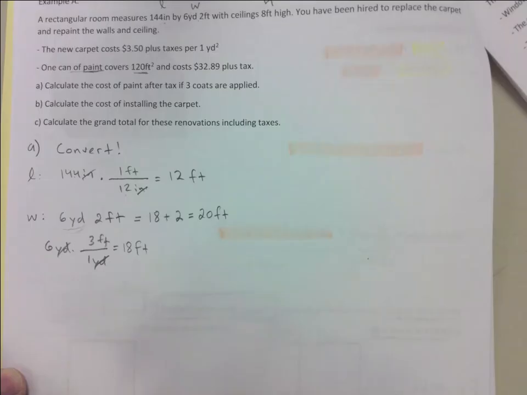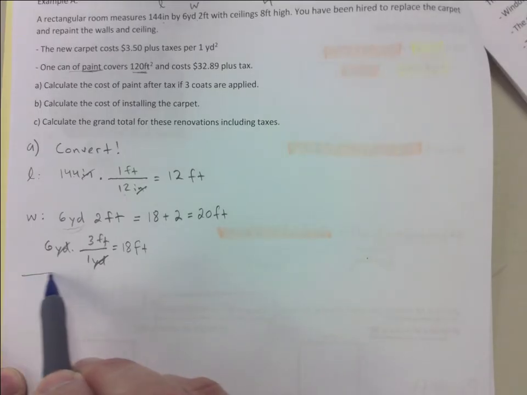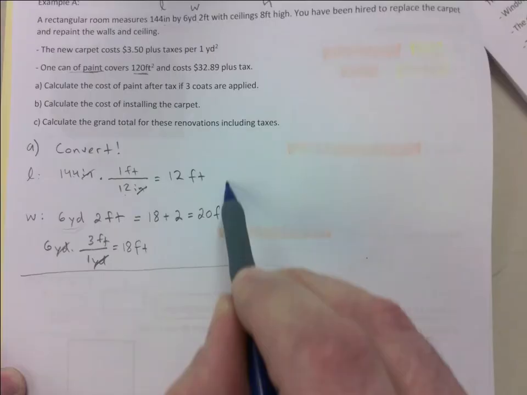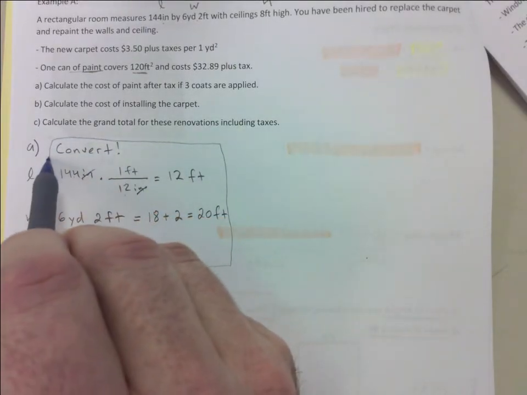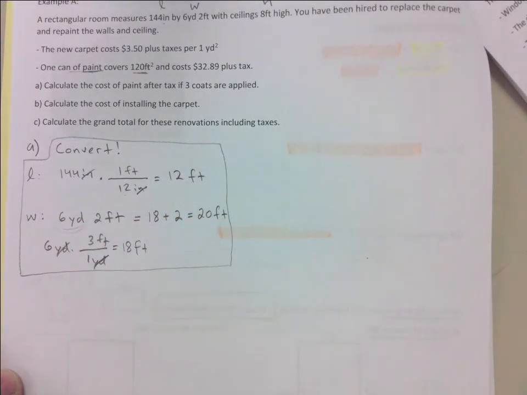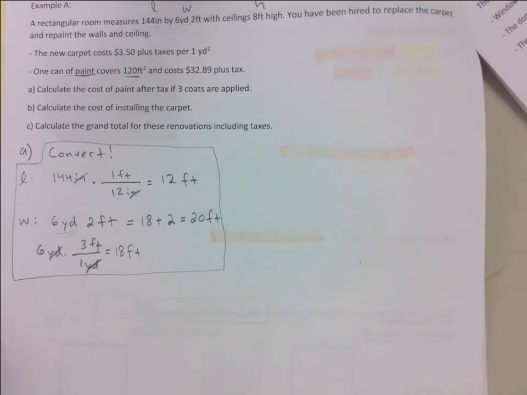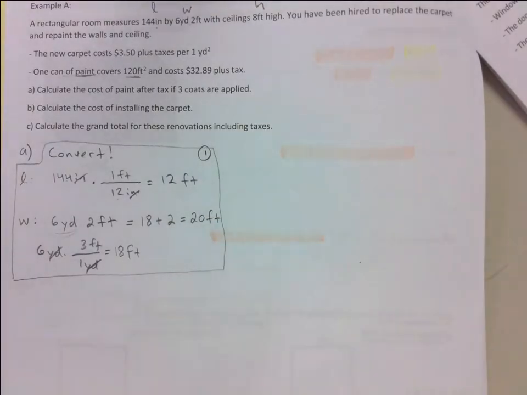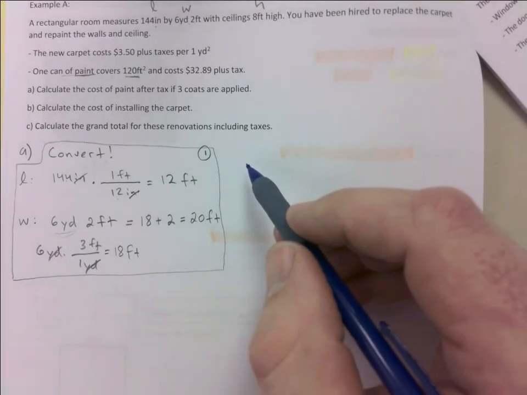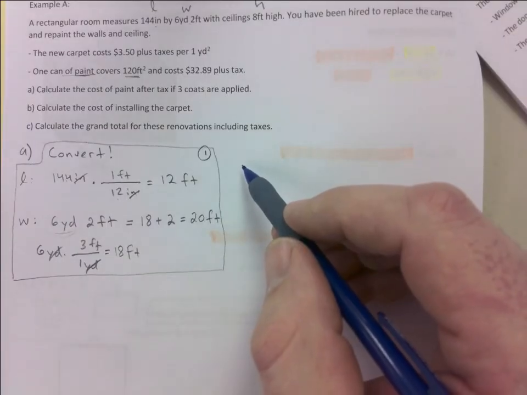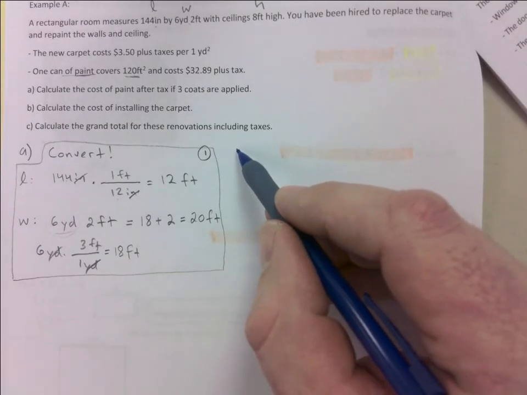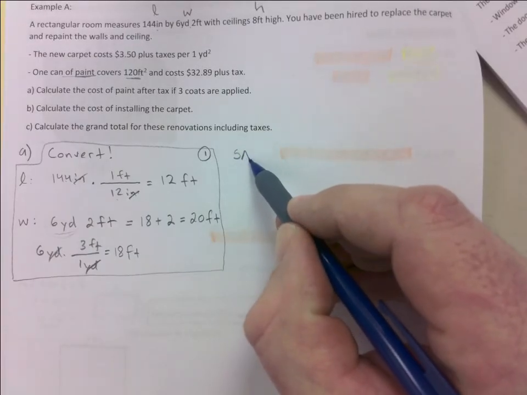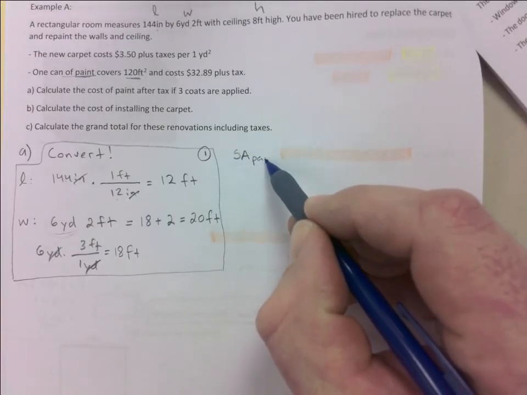Okay. So I will box this in to kind of show I've done my conversions there. Convert first. That's step number 1. So if you want to put a little 1 here, I did that first. If you look back in your notes, okay? Now I'm going to figure out the surface area. Surface area that needs to be painted, okay?